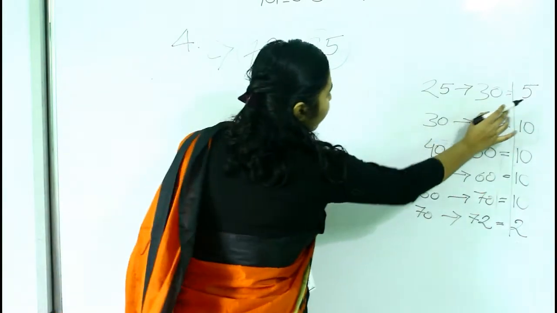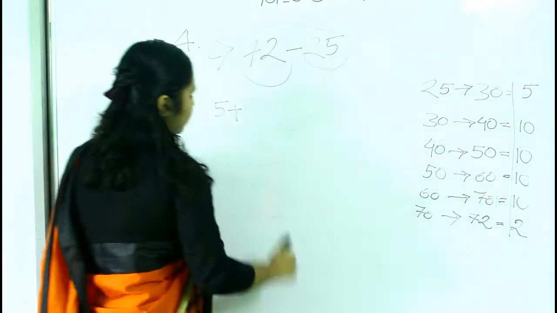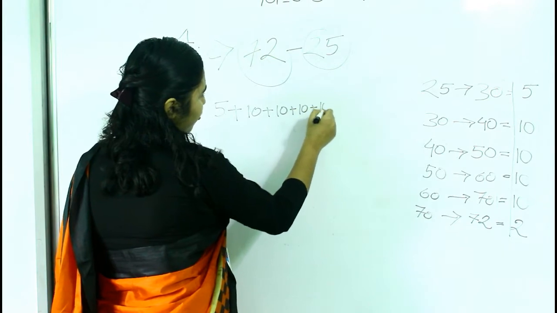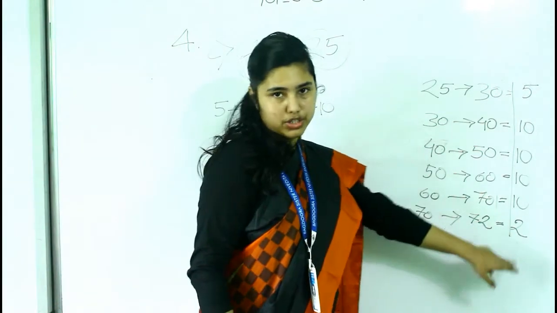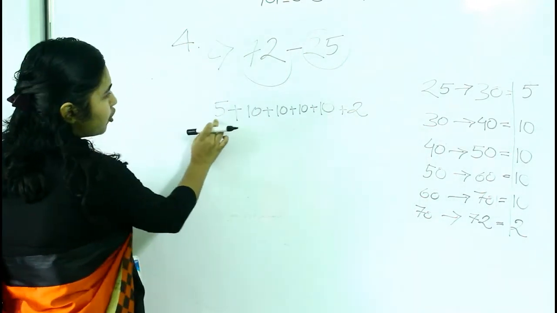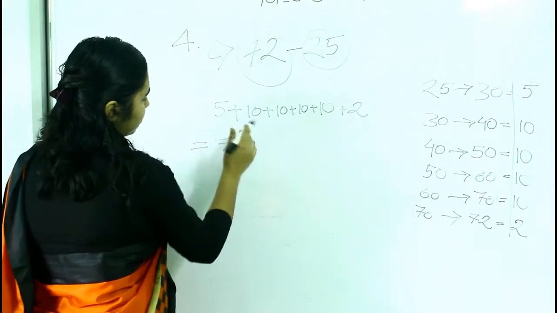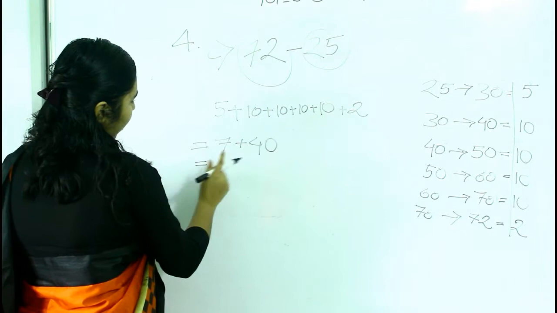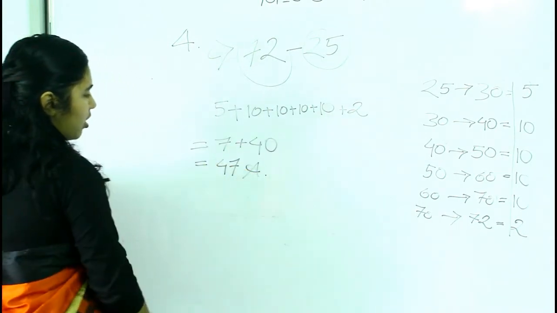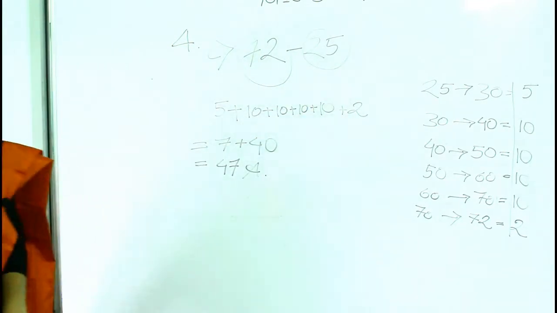Here we have 5. Next 4 tens: 1, 2, 3 and 4. And the last one which is 2. So add 2. Next 5 plus 2 is 7, plus 4 tens which is 40, and 40 plus 7 is 47. So this is our difference between 72 and 25.